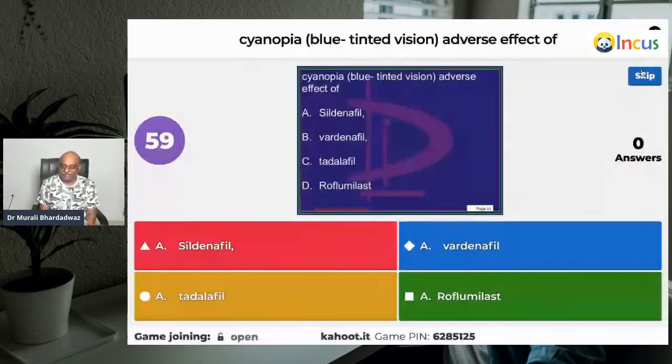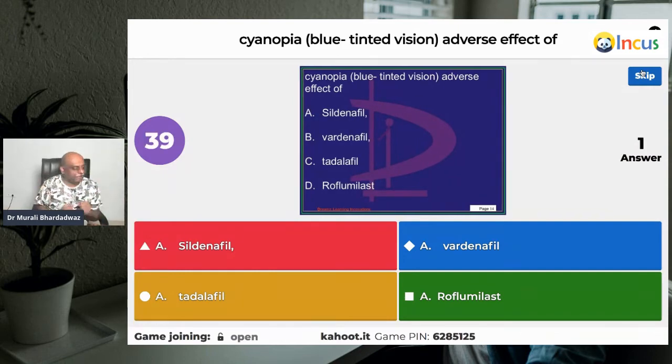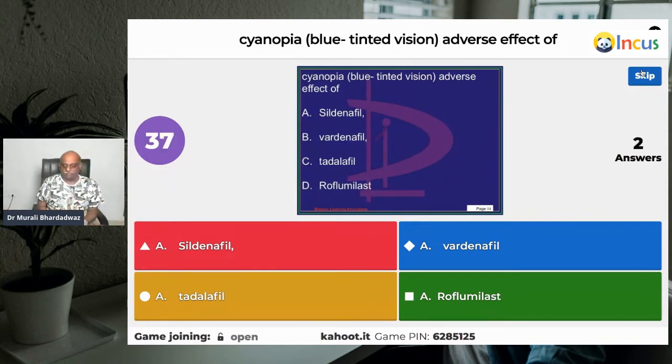Now, cyanopia, blue-tinted vision, is the adverse effect of which drug? Beautiful question. Who is going to give me the correct answer is going to become a promising upcoming NEET PG topper. Cyanopia.